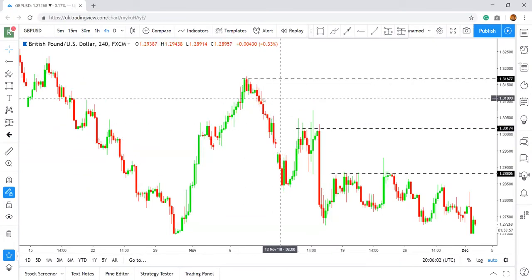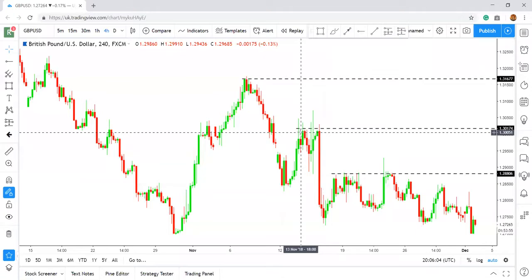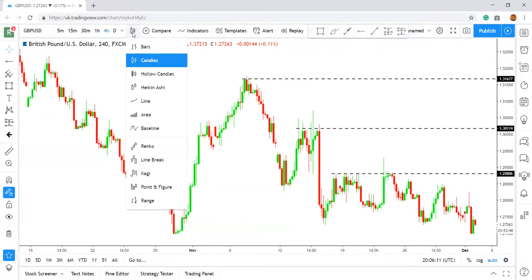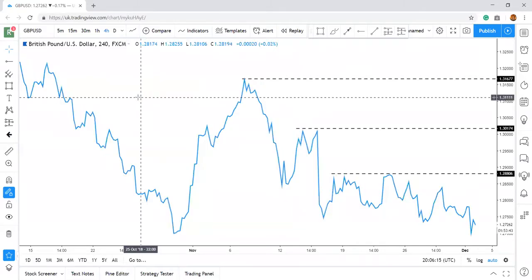There's much more to candles than we can actually comprehend as human beings. So one tip that I want you guys to take on board is to go into your options where you can select a line.